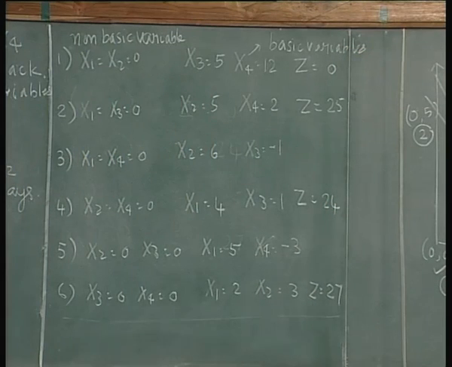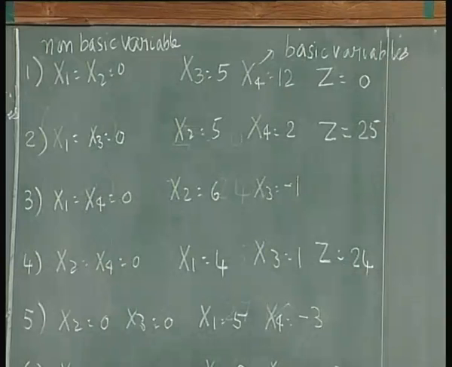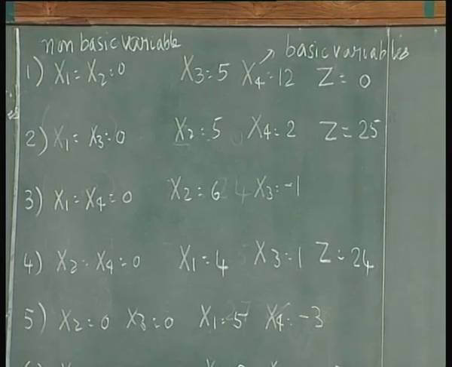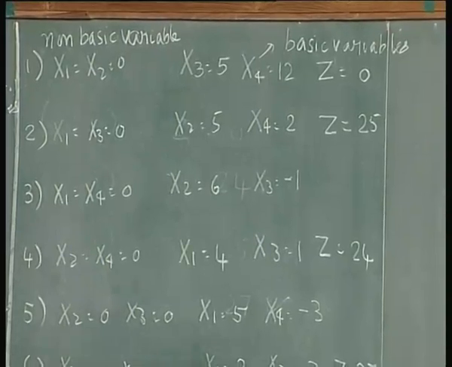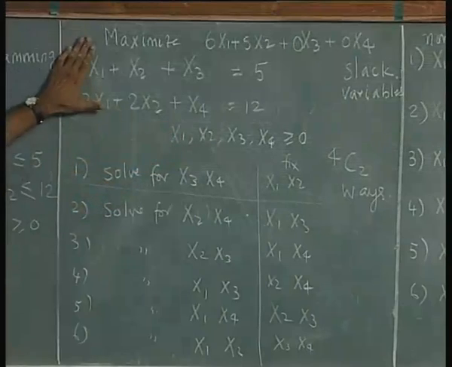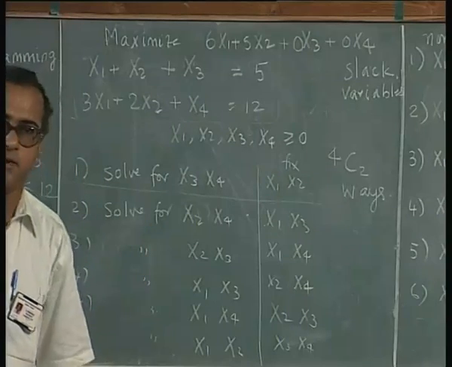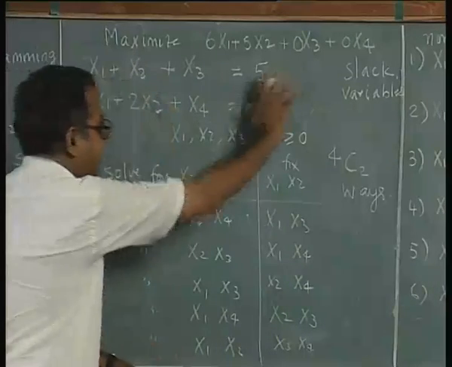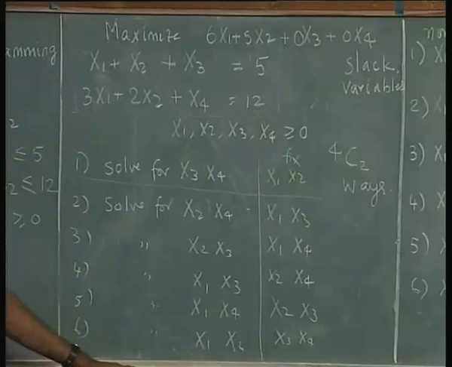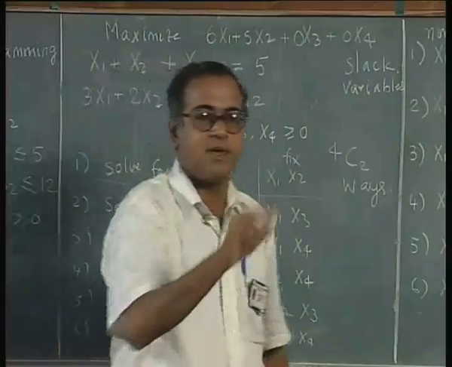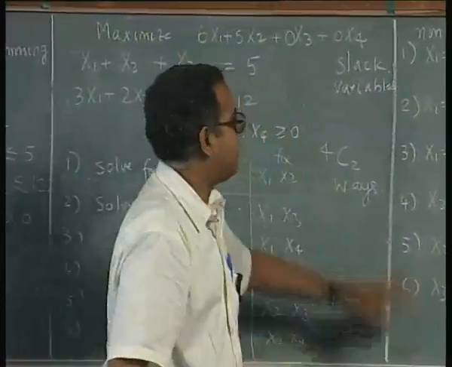So, every basic solution has a set of basic variables and a set of non-basic variables. If we have two equations, then we have two basic variables, and the remaining become non-basic. In this case there are 4 variables, 2 equations, 2 basic variables and 2 non-basic variables. If we had 5 variables and 2 equations, then you will still have 2 basic variables, and the remaining 3 will be non-basic and will be fixed at 0.